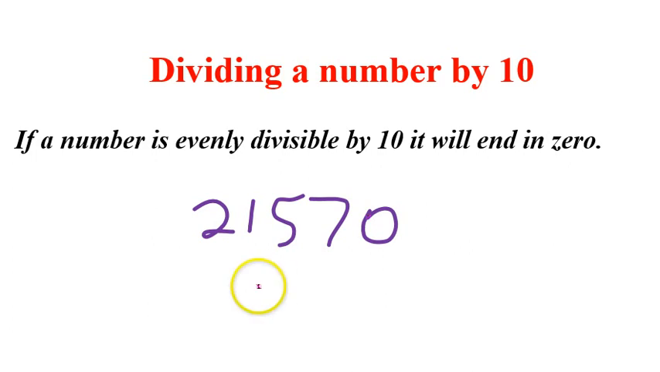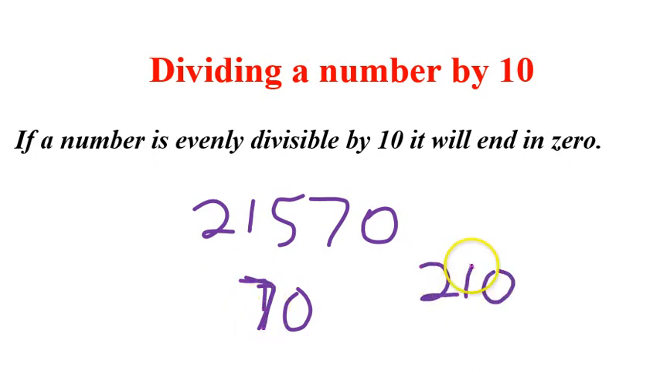If I write just this, it means it can be divided by 10 without a remainder. If I write 210, it means we can divide 210 by 10 without a remainder. So now the question is, how do we divide so quickly by 10 without using pen and paper and calculator?